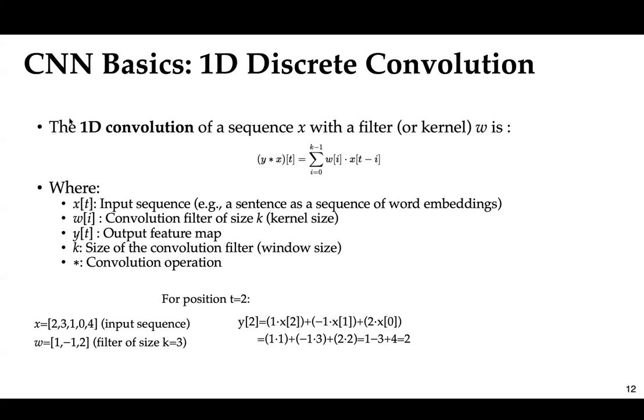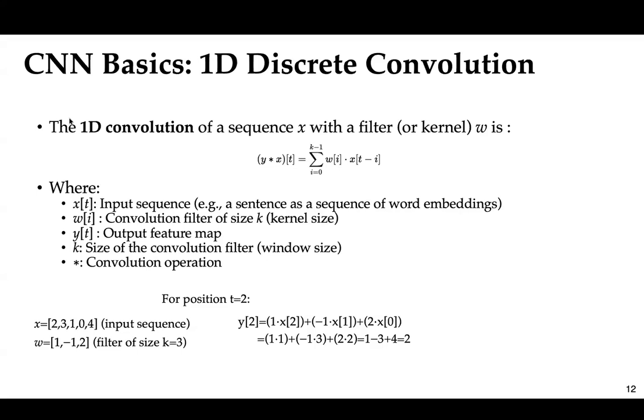Basically what we're saying from this equation is that I bring this filter on top of the input sequence at index 2 and do a pairwise multiplication and summation. So it's going to be 1 by 1, and then 0 by minus 1, and 4 by 2. Does it make sense?